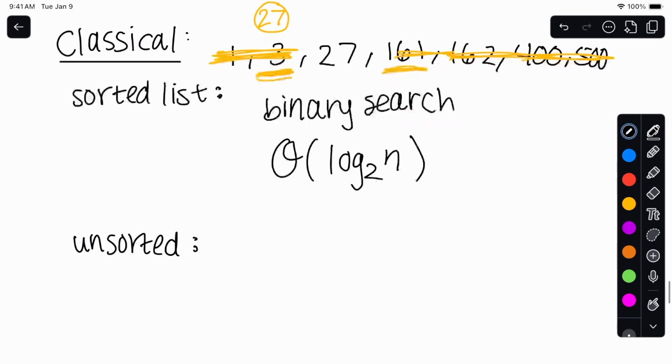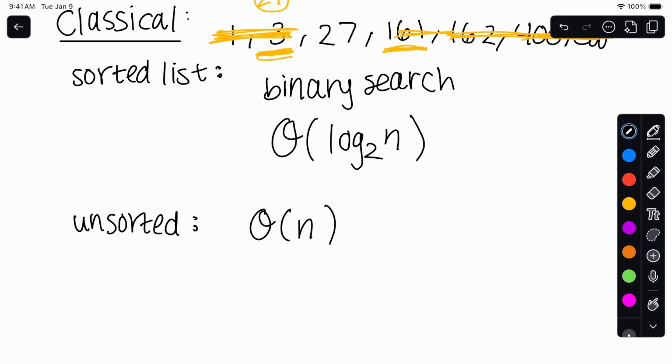What if the list is unsorted? Then there's really nothing we can do. The best thing we can do is just go one item at a time and say, is this what I'm looking for? Yes or no? Is this what I'm looking for? Yes or no? And basically this is just going to be order n, because in the worst case scenario, we may have to look at every single item in the list.